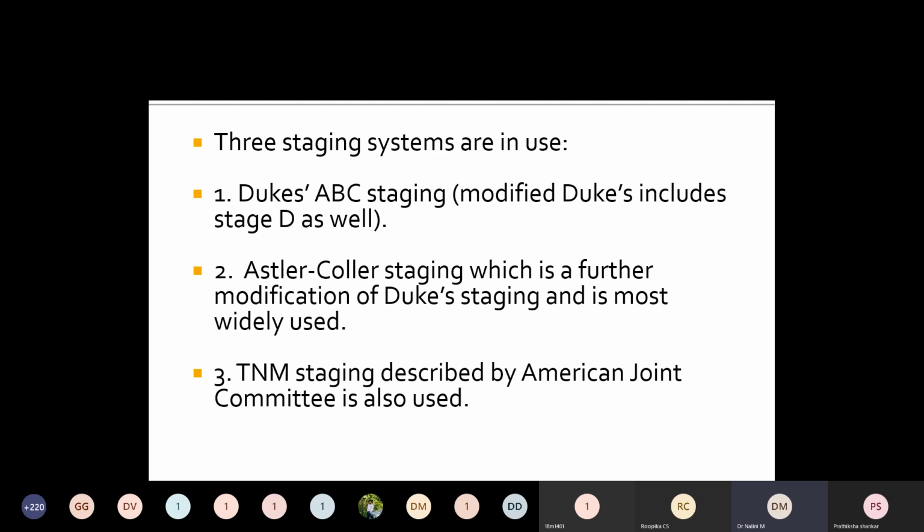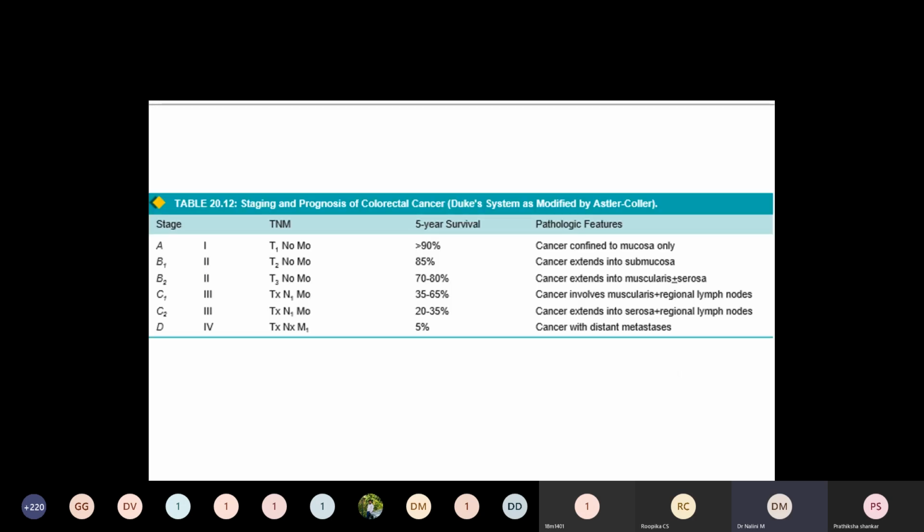So there are 3 staging systems that were used, actually: Dukes' system, that is modified Dukes', and Astler-Coller, which is the modification of Dukes' staging. These two are most commonly used, but now uniformly we use the TNM staging, okay, by the American Joint Committee.